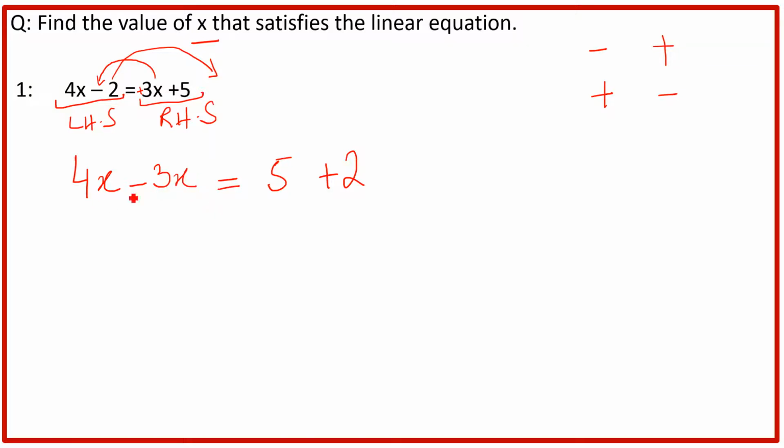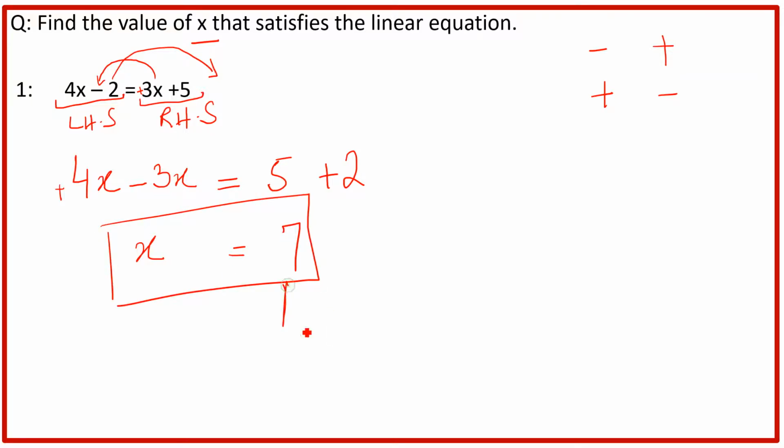So simple. All the terms with x you have to bring on one side, either this side or this side. Usually we write them on the left hand side, and all the constants you have to write on the other side. So see, 4x minus 3x is equal to x because this is positive and this is negative. 5 plus 2 is equal to 7 and this is the answer. So simple. And as I have told you, the beauty of these questions is you can check whether your answers are correct or not.